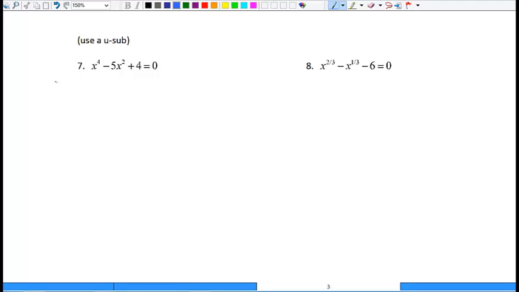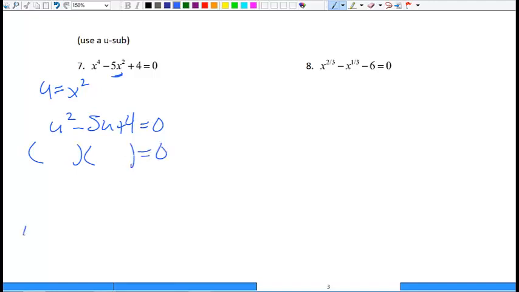So when I say use a u sub, we're going to take the middle linear term, which is x squared, and we're going to replace u with x squared, and then rewrite this and see if it jogs our memory and looks something familiar to us. So in terms of u, what is x to the fourth? Well, that would be u squared minus 5u plus 4 equals 0. And that looks definitely like something that we can factor. So that would be u minus 4 and u minus 1. So we get u is 4 and 1.